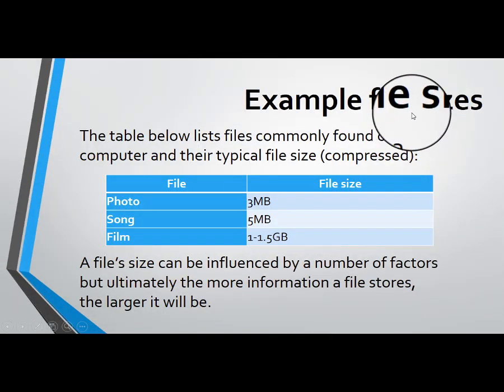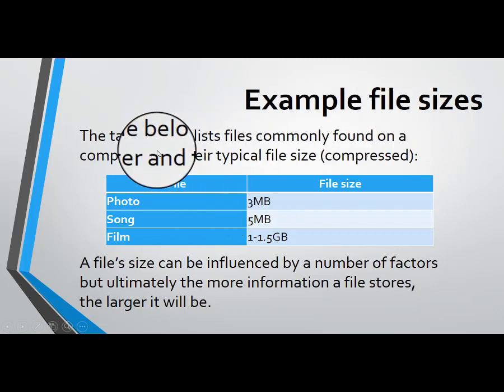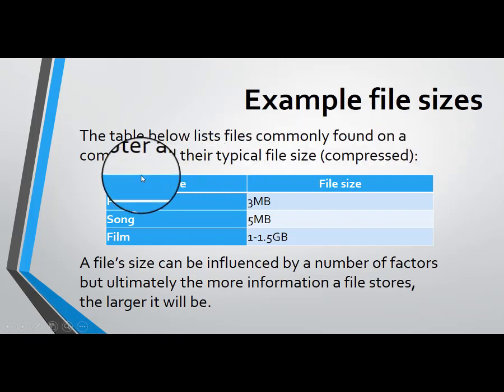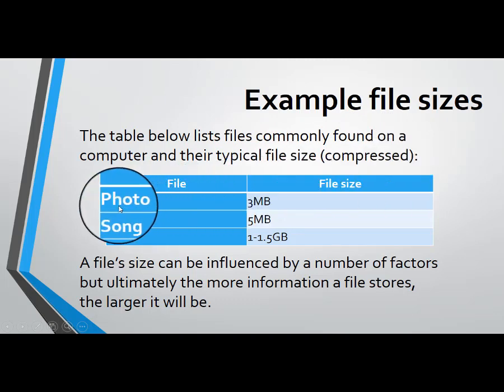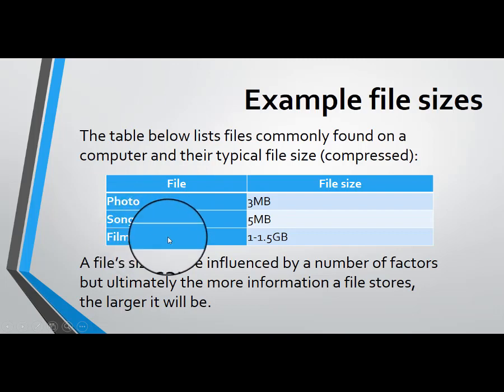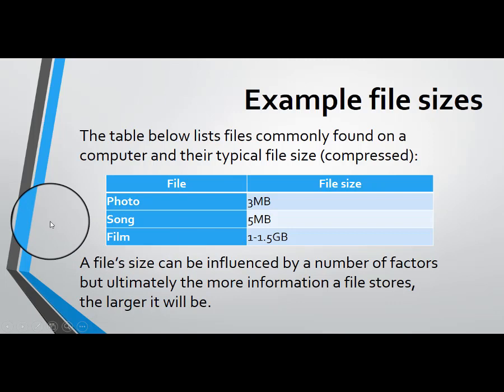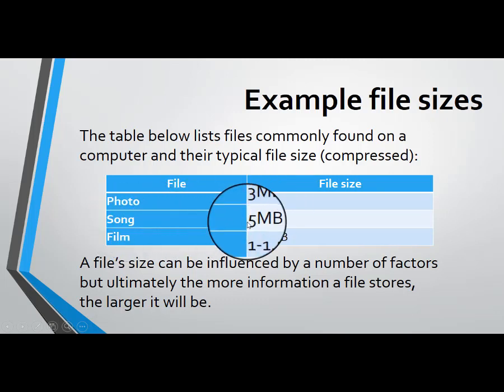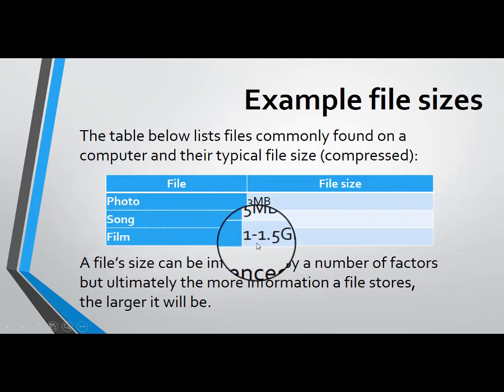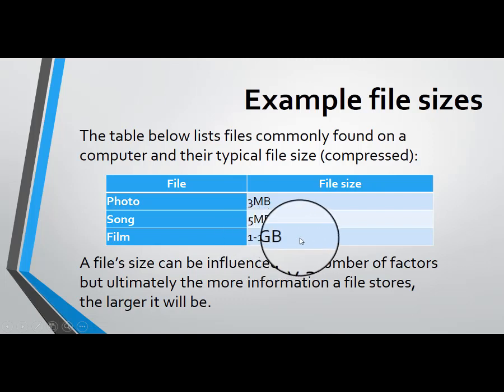Let's look at examples of file sizes. This table shows a list of items commonly found on the computer and their typical file sizes. For example, we have photos, songs, films, documents, and all other file types that you can have in a computer. Commonly, most photos can be measured in megabytes. A photo, for example, can be 3 MB, which means 3 megabytes. A song can be 5 MB. A film can be from 1 gigabyte to 1.5 gigabytes.